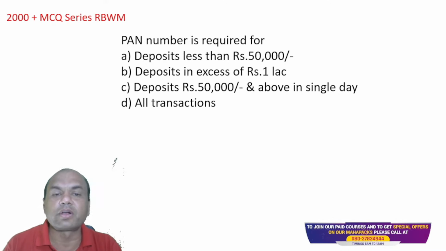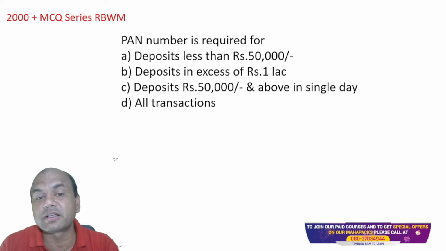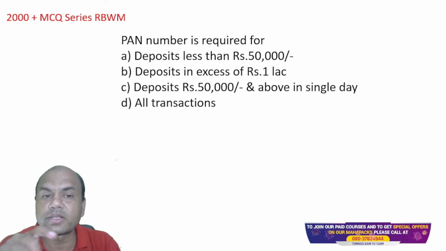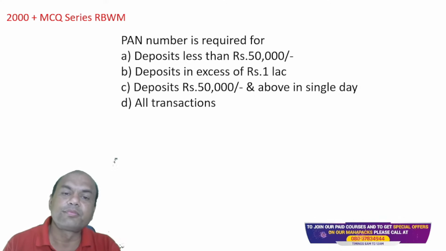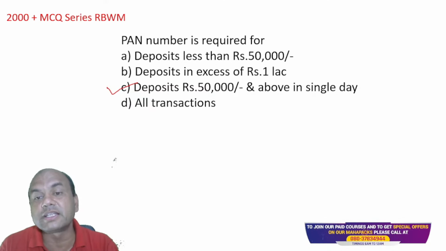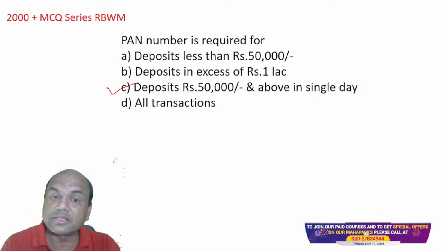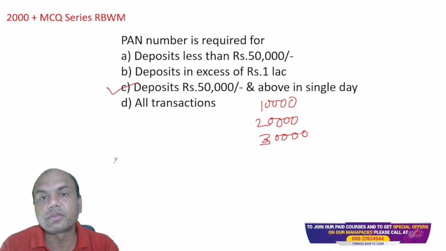PAN number is required for what? Deposits less than 50,000, deposit in excess of 1 lakh, deposit of 50,000 and above in a single day, all of the transactions. What is the correct answer? This is the correct answer: any deposit above 50,000 in a single day. Remember this, single day means, suppose I deposit 10,000 now, then I deposit again 20,000 after some time, then again 30,000 after some time. Then I'll be requiring the PAN. So in a single day, got it?